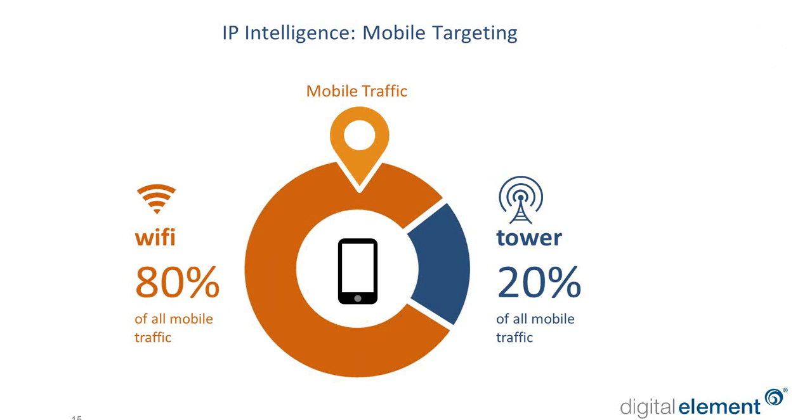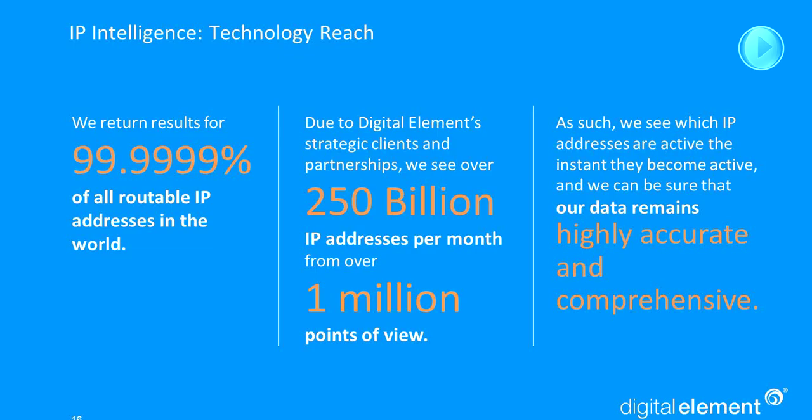And Digital Element has this type of information for all of the IPs? Yes. So that's one thing that is very different about a provider perhaps using a public registry than Digital Element. We can see all of the routable IPs in the world. What this means is that we can see 250 billion IP addresses per month from over 1 million different points of view, making it highly accurate and comprehensive.